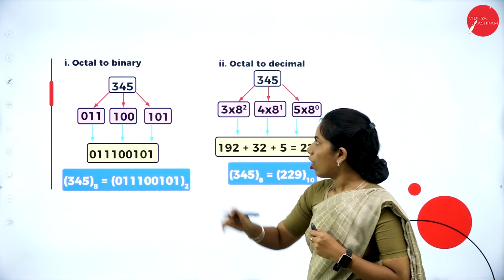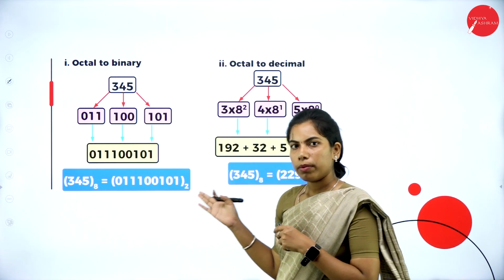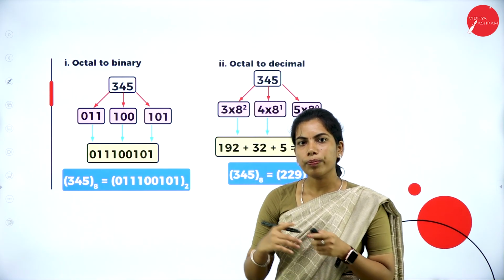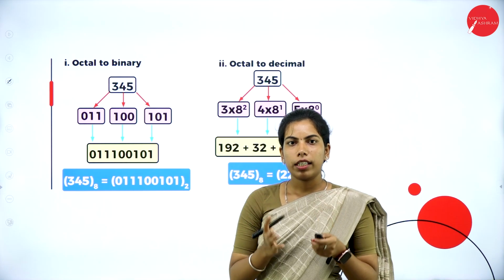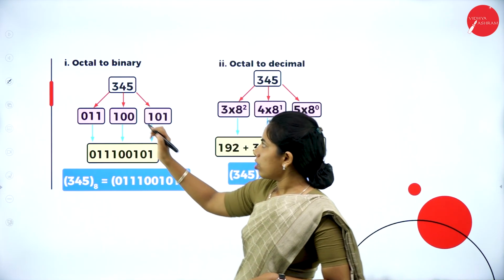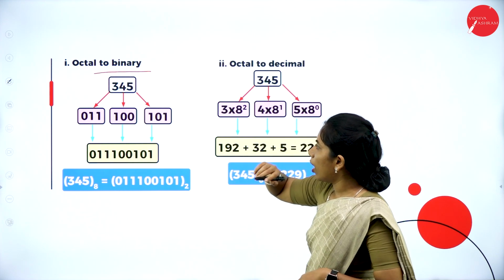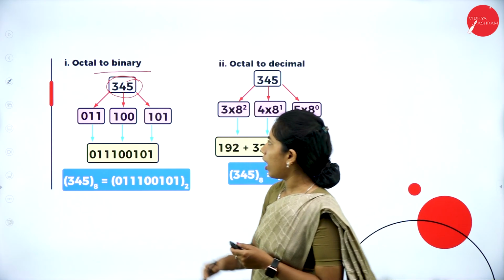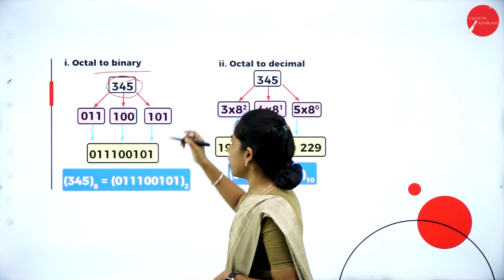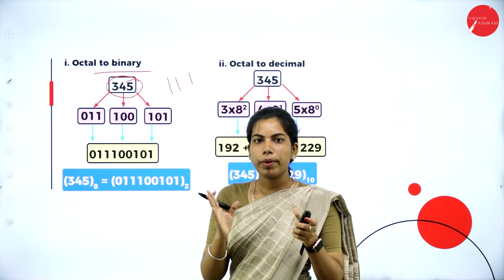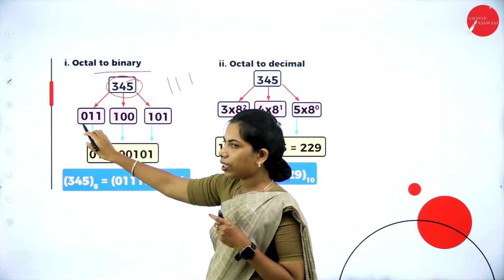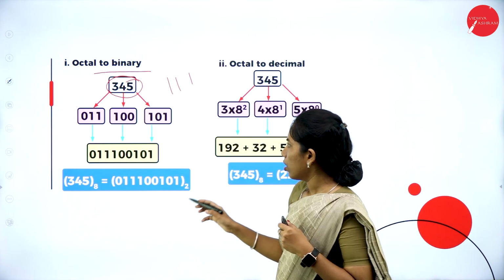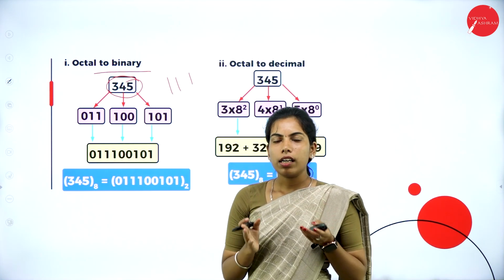So here you can see octal to binary. From the previous slide we already know binary to hexadecimal, binary to octal, binary to decimal. In the previous slide we already got to know all the conversions. So here you can see octal to binary. They have already given the octal number, that is 345. Octal means you have to make groups of 3 bits. So 3 I can write as 0, 1, 1, and 4 is written as 1, 0, 0, 5 is written as 1, 0, 1. So when I combine all these, I get what?